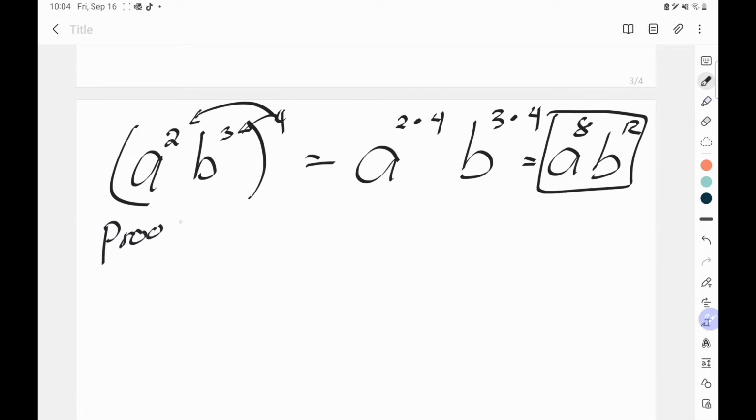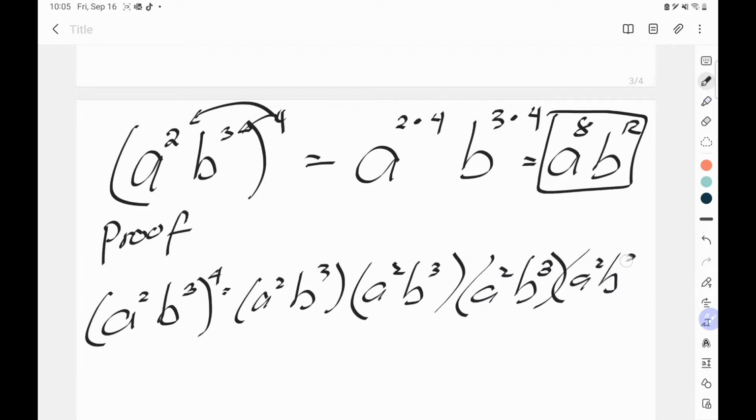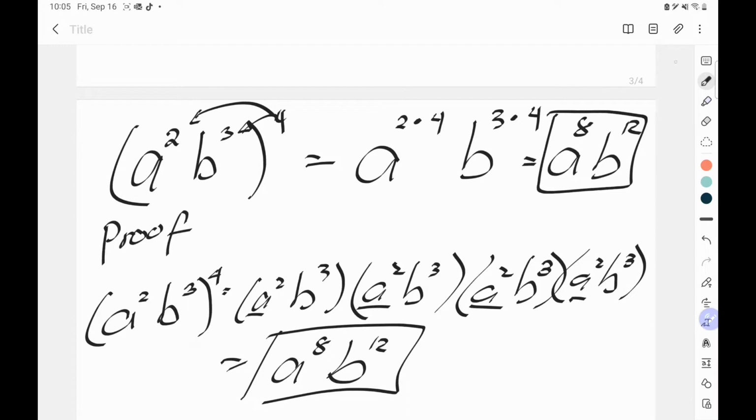Proof here. So we have (a squared b cubed), all of them to the power of 4. So you just have to multiply a squared b cubed by itself 4 times. So we have a squared b cubed times a squared b cubed times a squared b cubed times a squared b cubed. So we have 1, 2, 3, 4, that is a to the power of 8, and then 1, 2, 3, 4, we have b to the power of 12. So we were able to prove the fourth law.